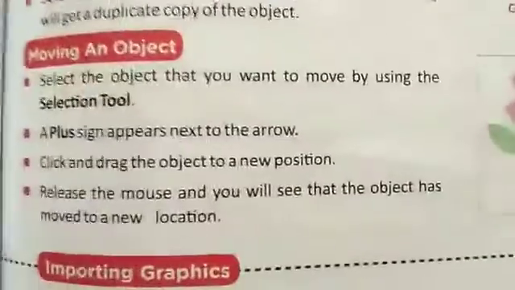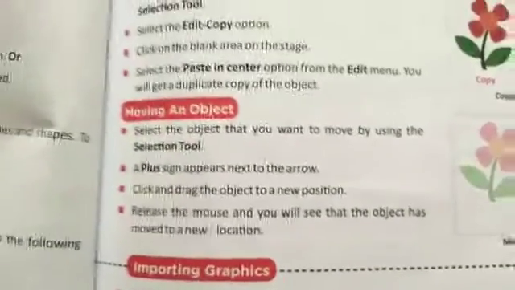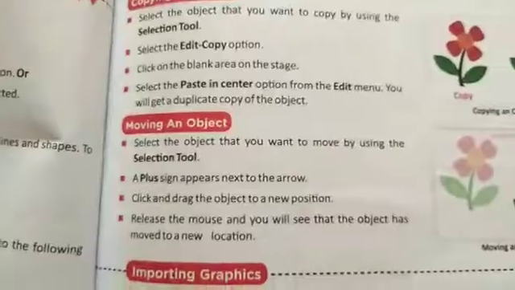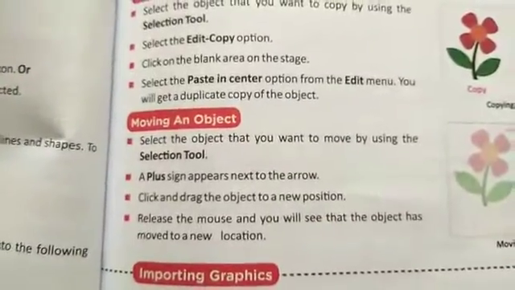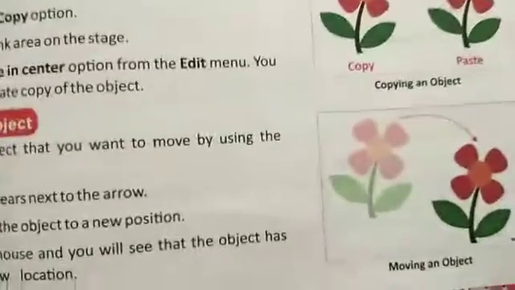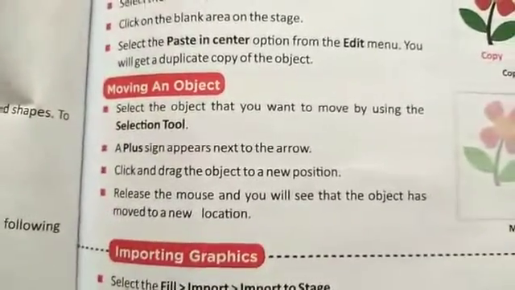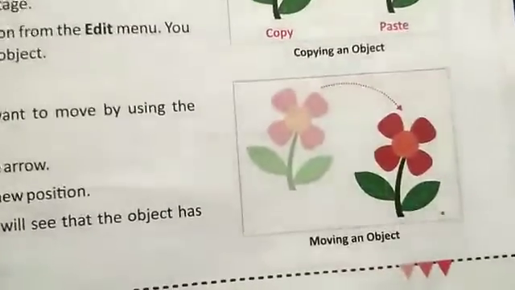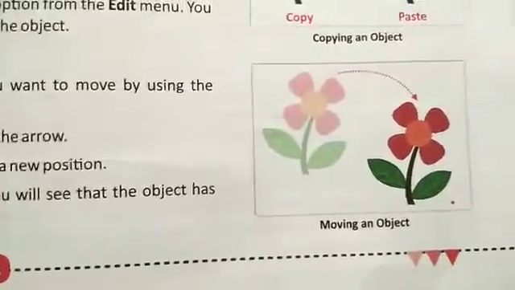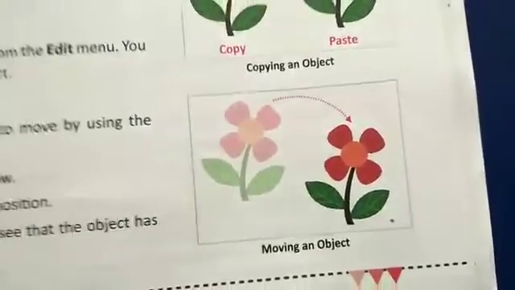Moving an object: if you want to change the location of the object, you can change it. Select the object that you want to move by using the selection tool. A plus sign will appear next to the object. Click and drag to the new position and release the mouse button. You will see the object has moved to the new location. The previous location of this flower was this, and now the new location is this.